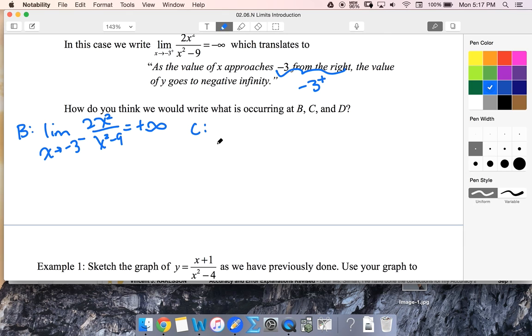So try and figure out what you would write for C and D, and go back and check it in the PDF. And that's this first page, and I'm going to stop this video and join you in the next video.